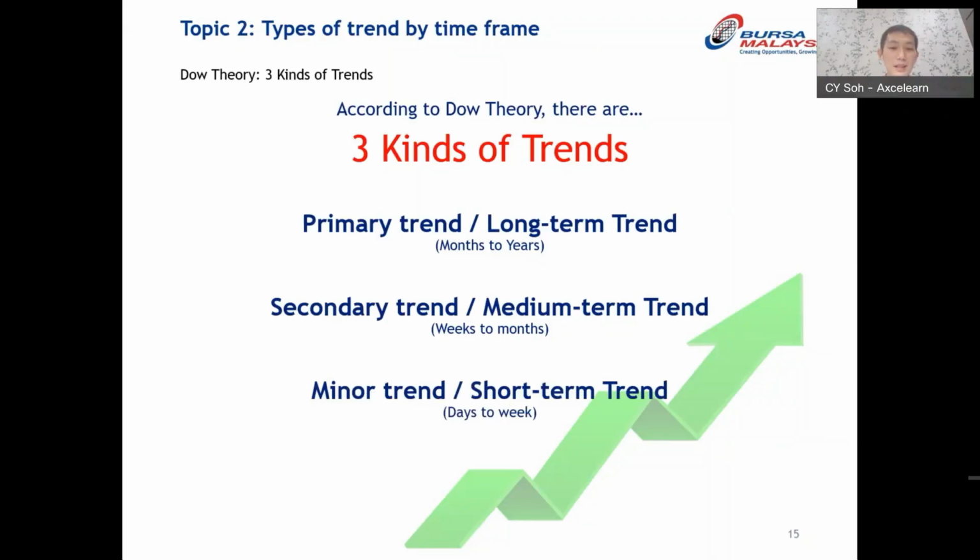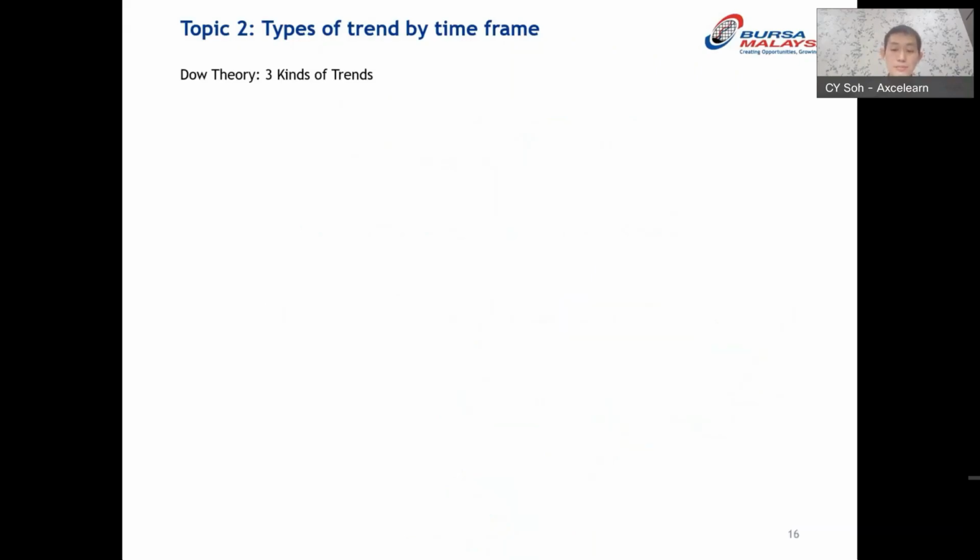Here they never mention up, down, or sideways. If your answer is up, down, or sideways, those are actually the direction of trend. Remember our first definition of trend, which is general direction. So up, down, and sideways refer to the direction of trend, but these three kinds of trend refer to the time frame of trend. It is very important for you to take note of this, and later I will give you a quick example to see which trends you are actually focusing on.